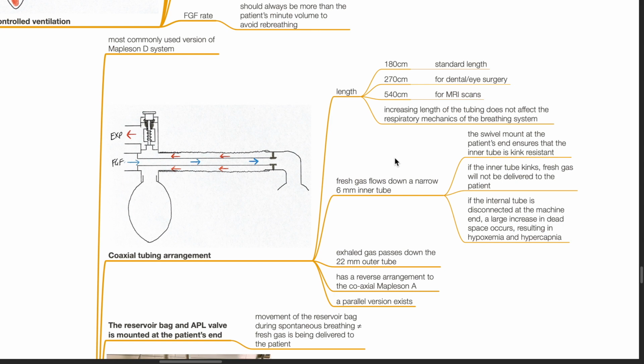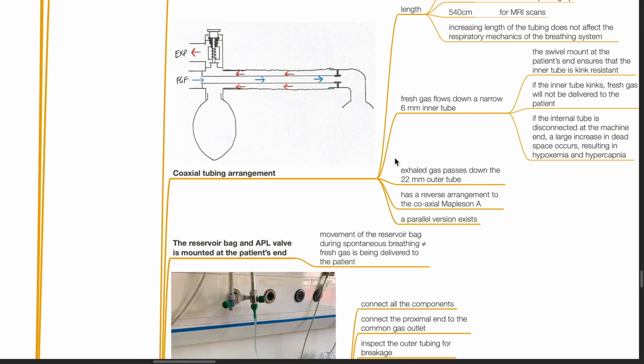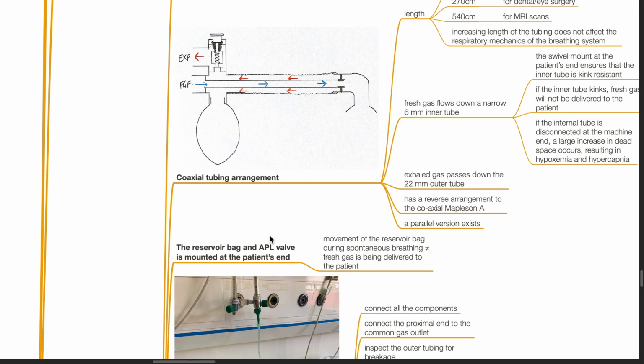Exhaled gases pass down the 22 mm outer tube. This system has a reverse arrangement to the coaxial Mapleson A system. A parallel version exists. The reservoir bag and the APL valve are mounted at the patient's end. Movement of the reservoir bag during spontaneous breathing does not guarantee that fresh gas is being delivered to the patient.